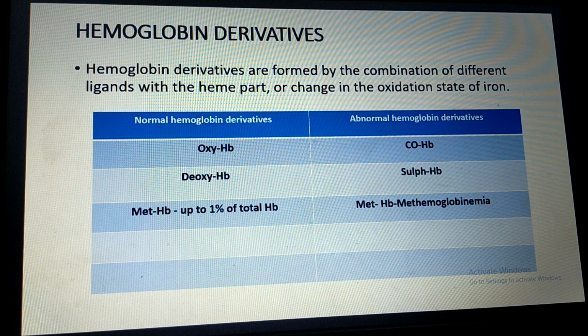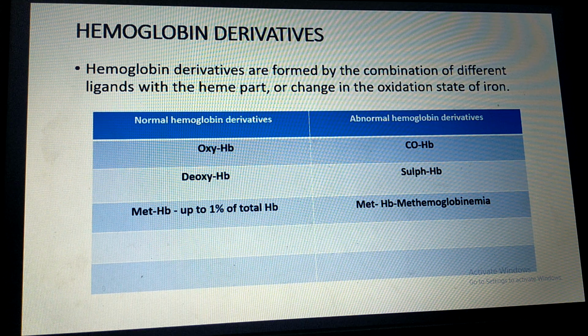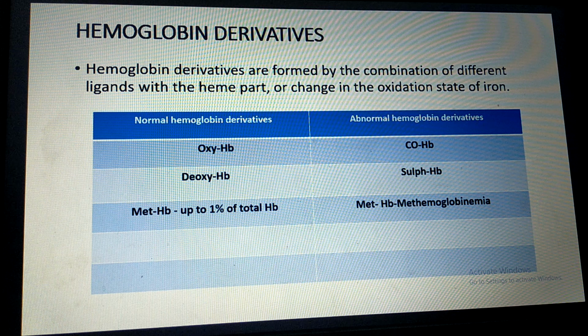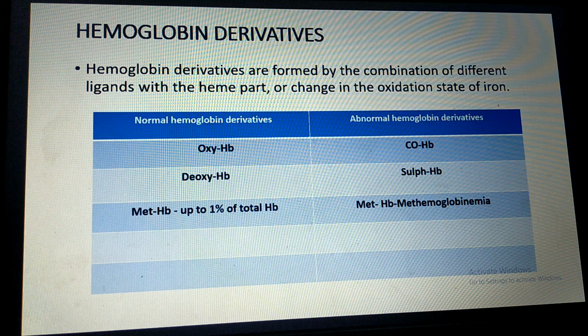Now we will see which are normal hemoglobin derivatives and which are abnormal hemoglobin derivatives. Normal hemoglobin derivatives means those present in a normal adult. First is oxyhemoglobin, when oxygen combines with the hemoglobin. Deoxyhemoglobin, when hemoglobin delivers its oxygen to the tissues, then H plus ion combines with hemoglobin, which is called deoxyhemoglobin. Then methemoglobin, when ferrous iron is oxidized to ferric form, it is called methemoglobin.